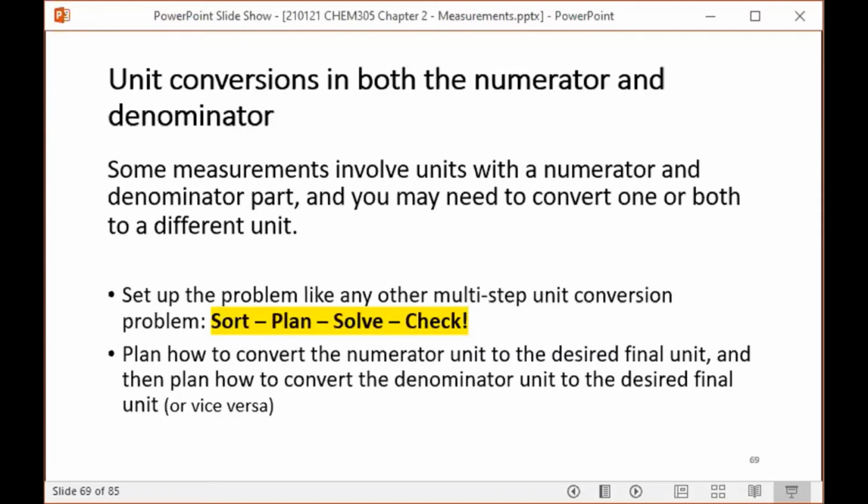What I like to do is I plan how to convert the numerator unit to the desired final unit. And then I convert the denominator unit to the desired final unit. And you can do this in either order. You can do numerator first or denominator first, but I pick one to start with and I convert one of them to what it needs to get to. And then I convert the other one. And that, for me, helps me keep track of where I'm at and not get lost in the problem.